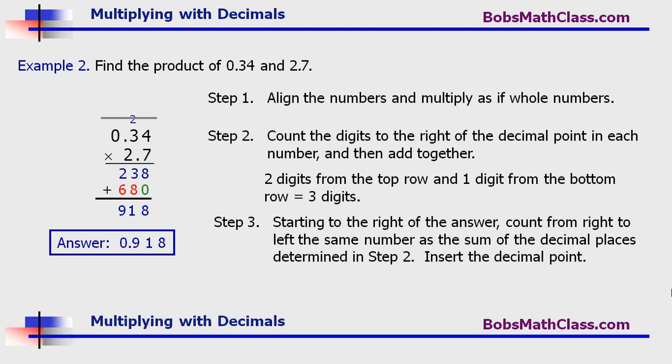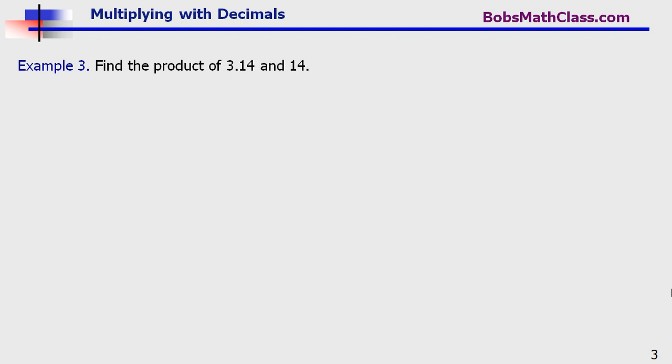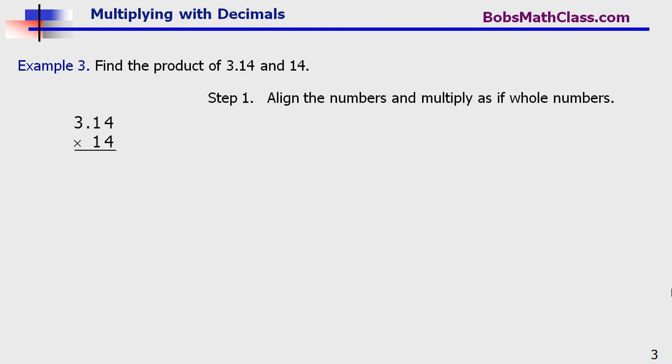Okay, let's go to the next problem. Find the product of 3.14 and 14. Okay, so now, step 1, align the numbers and multiply as if whole numbers. So just multiply 3.14, forget about the decimal after the 3. Just multiply as usual. 16.